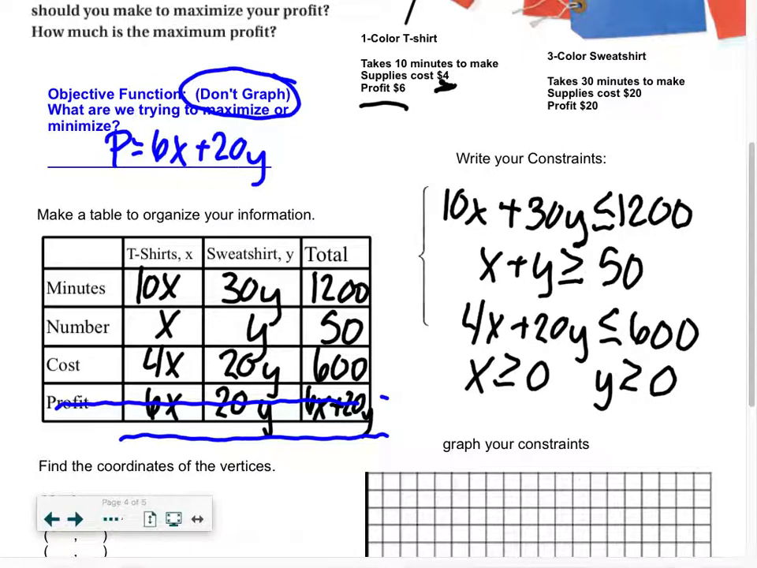Okay, in order to graph, we gotta find intercepts. I'm gonna make this line red. To find my intercepts, we're just covering up. If I plug in 0 for y, I got 120x. So 120, 0. Other way, if I plug in 0 for x, my y is 40. Same thing we did yesterday.